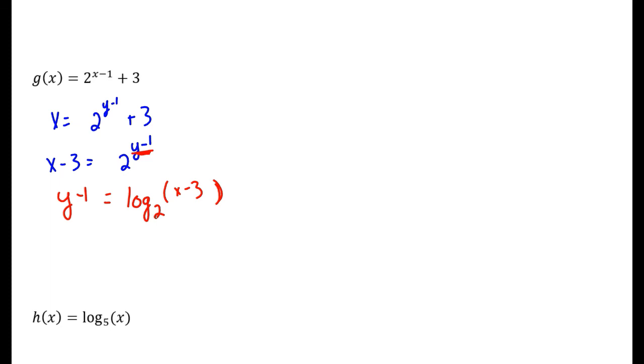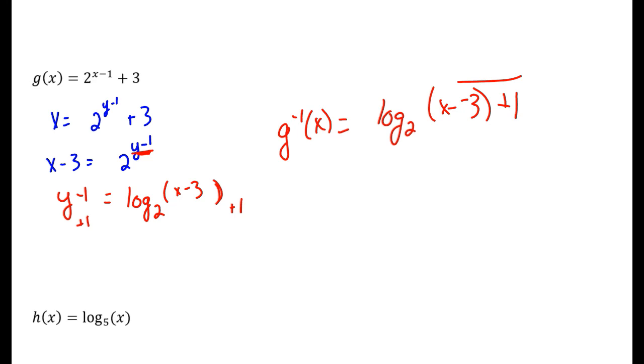So the base is still the base of the logarithm. The exponent is what it's equal to. And then the answer goes inside the logarithm. And then we solve for y by adding 1 to both sides. So g inverse of x is the log base 2 of x minus 3 plus 1.